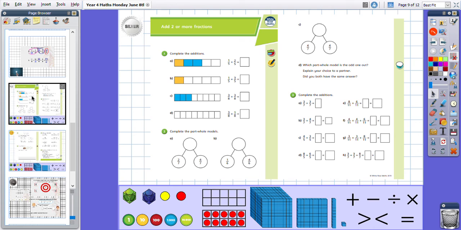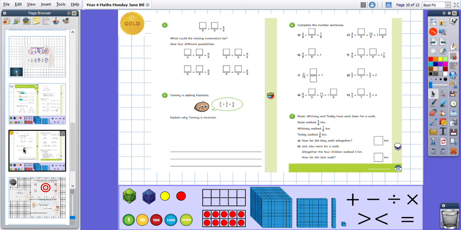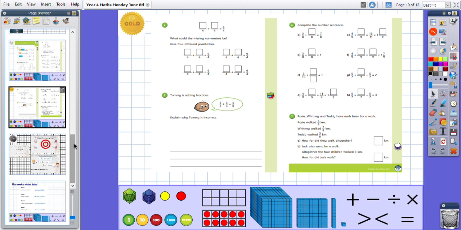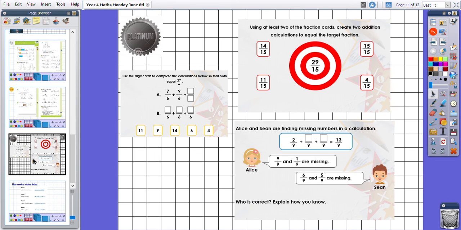So for silver today, you are completing questions 1 to 3. Remember, you are adding 2 or more fractions today with the same denominator. And for gold, question 4 through to 7. And then for platinum, you have 3 challenge cards to have a go at, using some improper fractions there and some reasoning and problem solving as well.